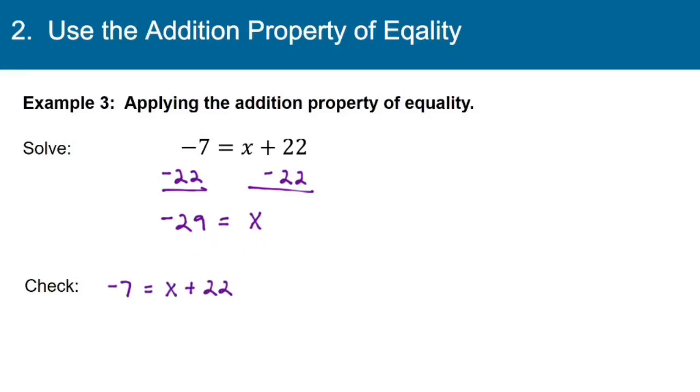Now let's check our solution. So we'll take our original equation and put negative 29 in the place of x. And so now we want to evaluate what we have on the right side. Negative 29 plus 22 is equal to negative 7. So this gives us a true equation. And now we know that negative 29 is the correct solution.